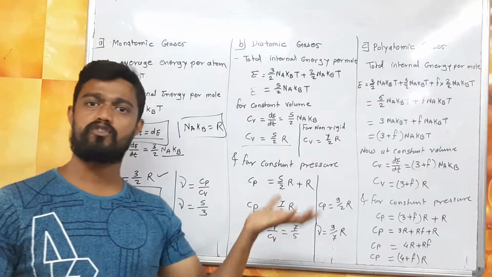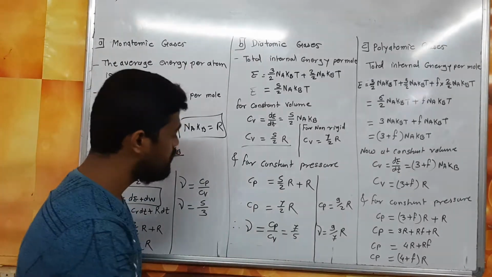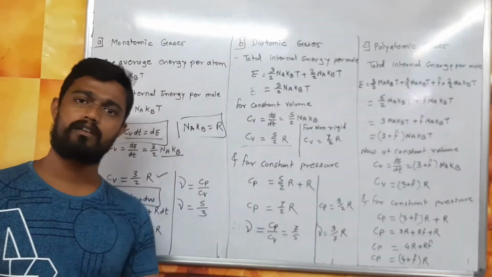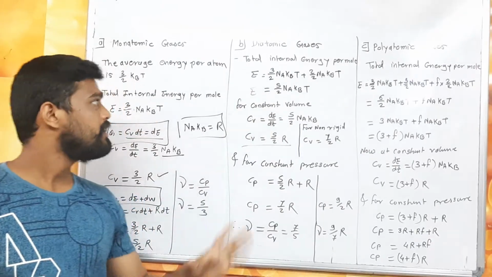So now I find out the ratio of specific heat, which is defined as gamma. Therefore gamma is equal to Cp upon Cv. So you got the value 7 by 5 for diatomic gases.